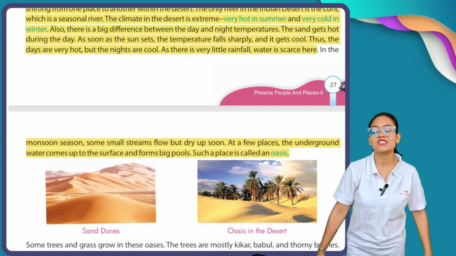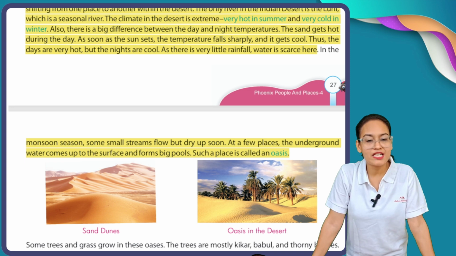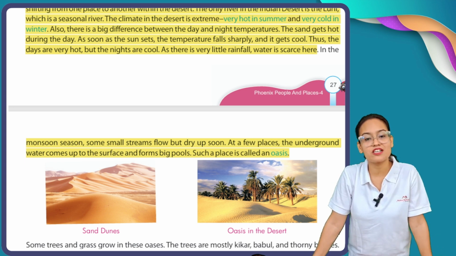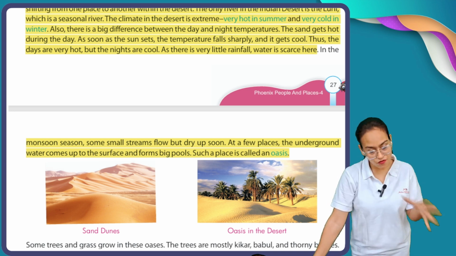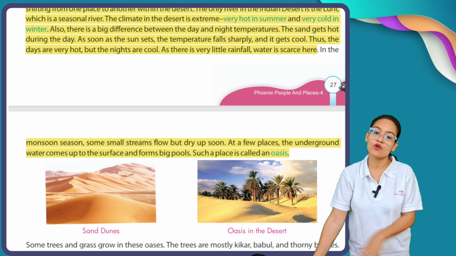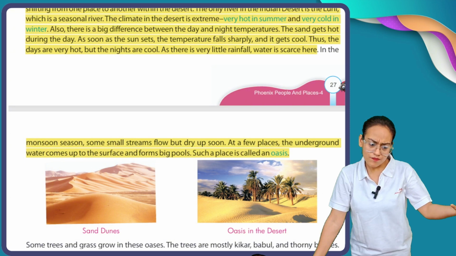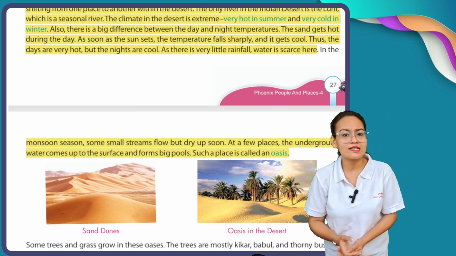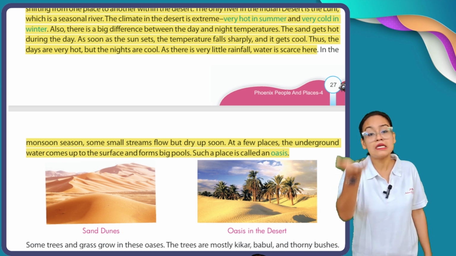Now, my dear students, after sand dunes, our desert area also forms another physical feature, and that feature is named the oasis. Now what is the meaning of oasis? See, at a few places in desert areas, you can see water comes up from the underground.